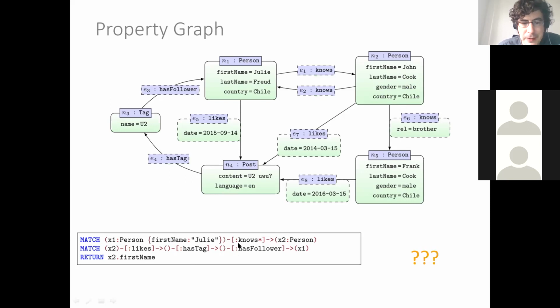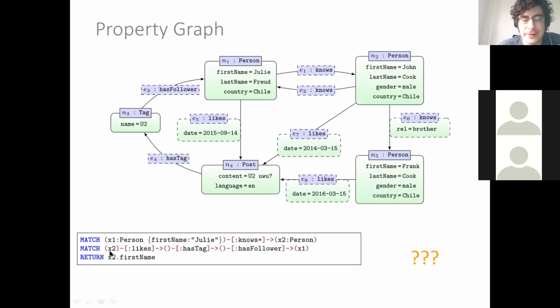And then we say follow a path of knows edges. It can be a transitive path of knows edges to another node labeled person. So that would go to here, it would go to here and back here, it would go to here and to here, okay? But it could not go, for example, from here to here to here because this edge is not labeled knows, it's labeled likes. So we should be able to reach Julie, John, and Frank from Julie, okay?